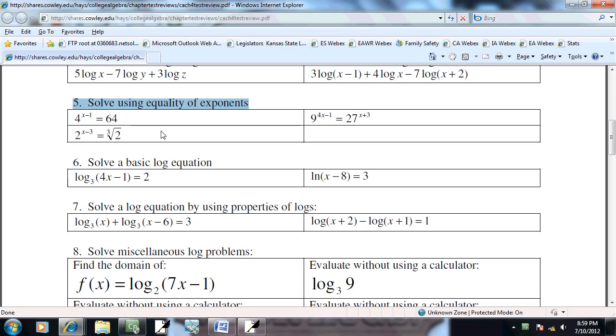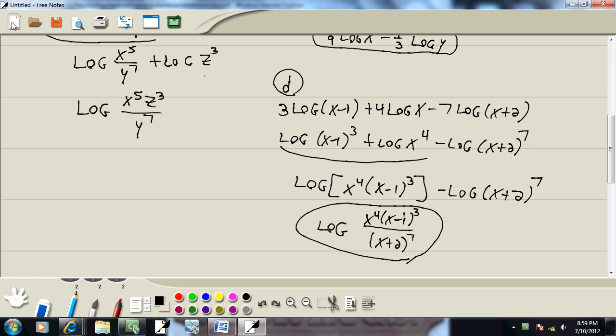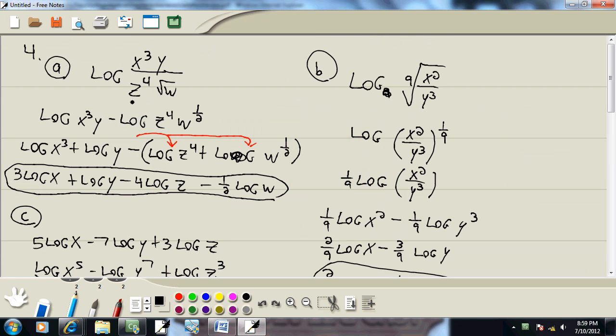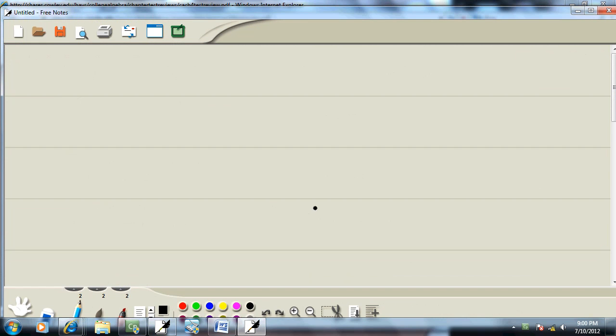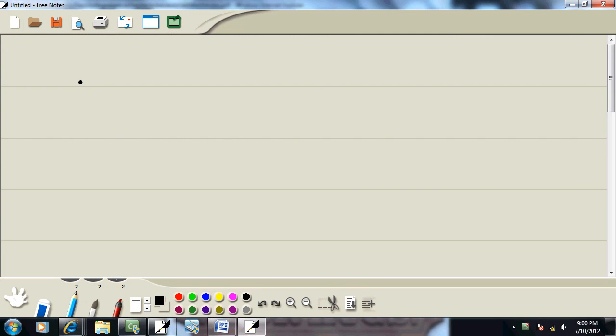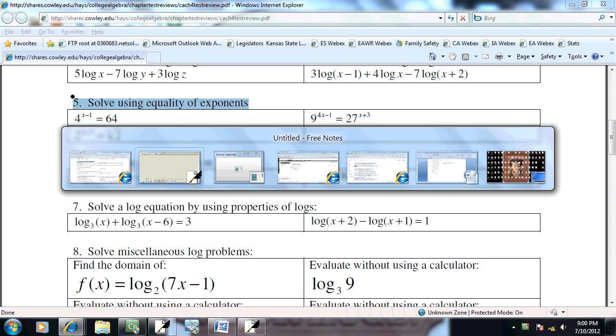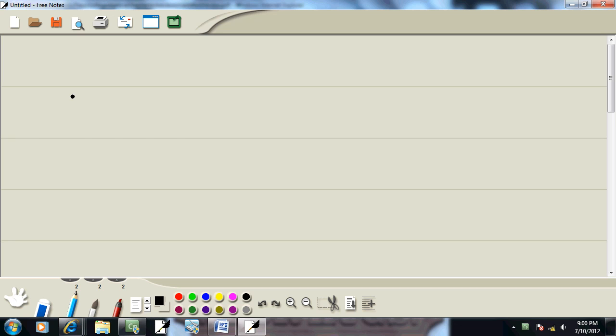Let's take a look at solving using equality of exponents. And get my tablet up and running here. There it goes. Okay, this is the fifth type of problem.